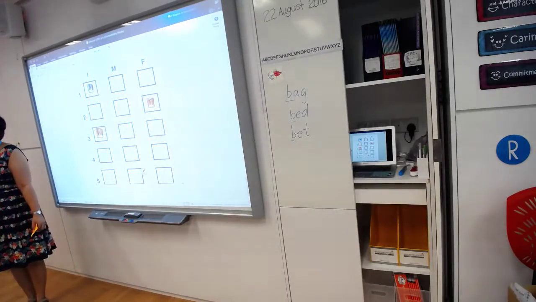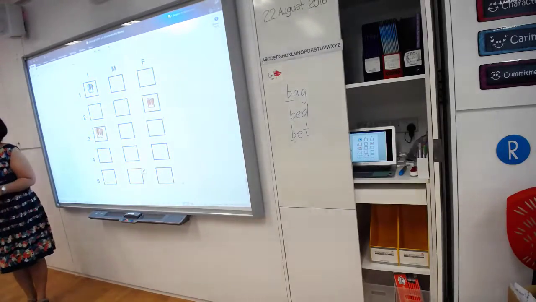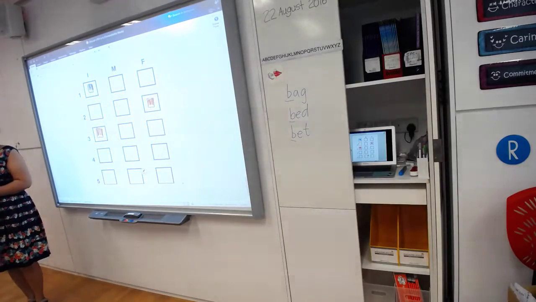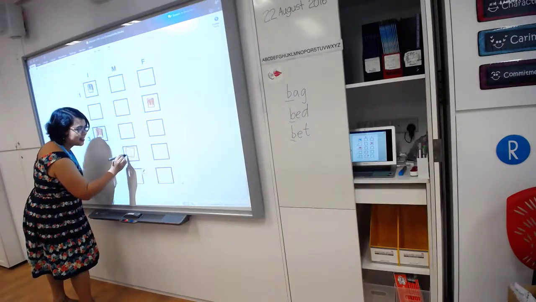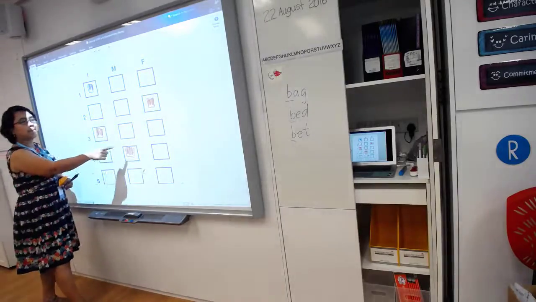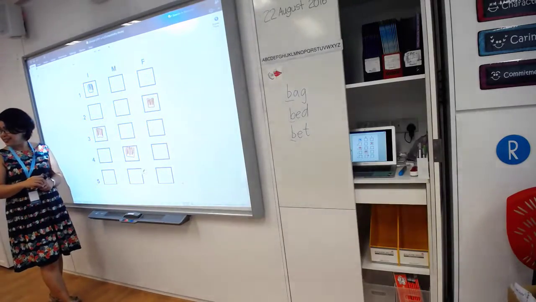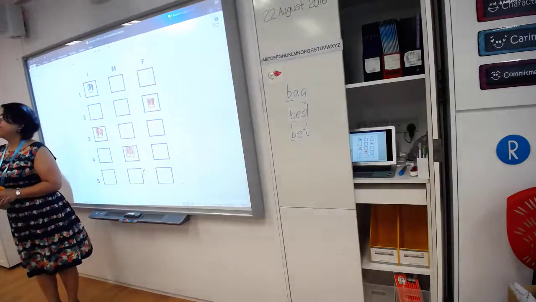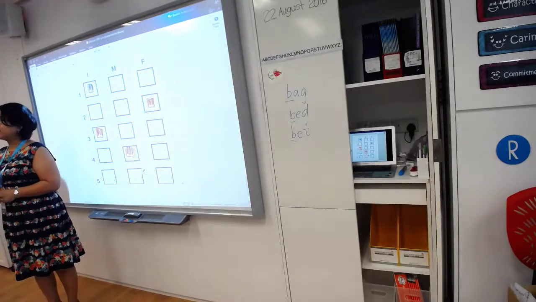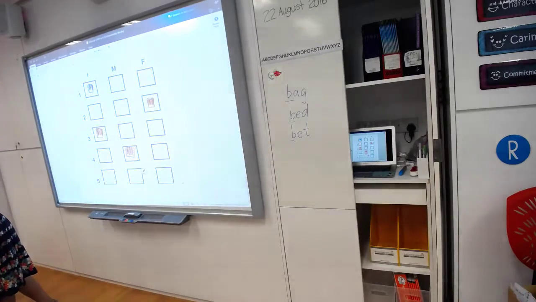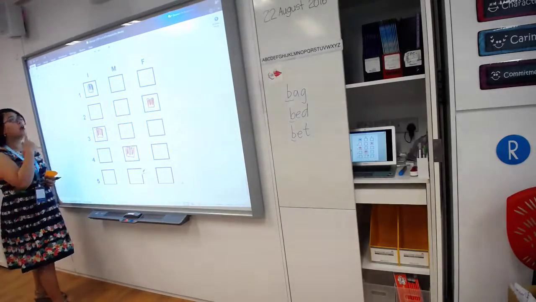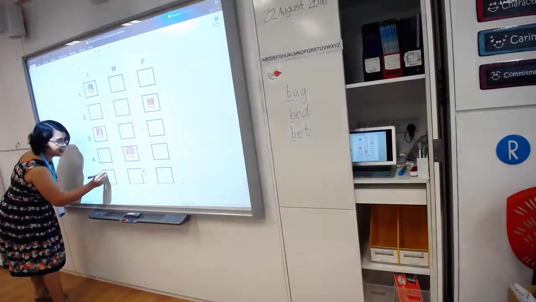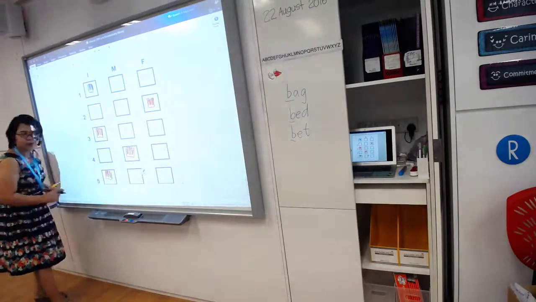Spy. Spy. What are the sounds in spy? Where is it? Medial. Good job. Because it was spy. Right? Next one. Last one. Pot. Pot. What are the sounds in pot, Gaia? Where is it? First. What do we call the first? Initial. It's in the initial position. Good job.